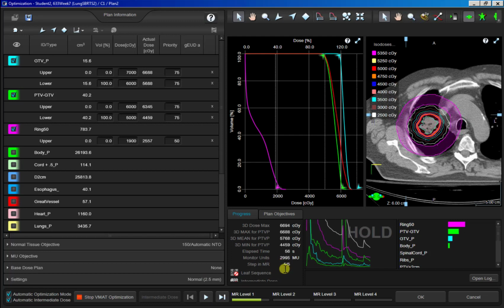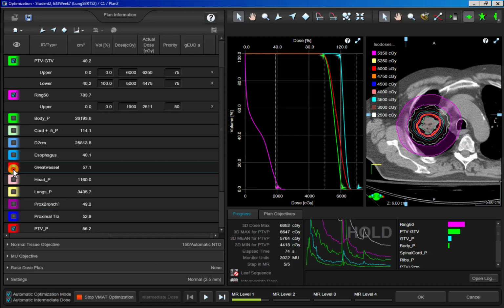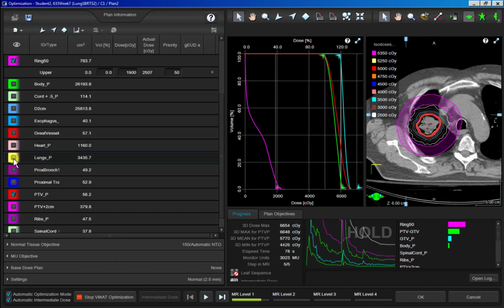Whoops, I missed step 3. But normally I would pause at step 3. Pretend I paused at step 3 right now. And now I'm going to evaluate all my OARs, okay? So cord +5 is very low. I know my cord's going to be safe and okay. Esophagus is low. Great vessels is low. Heart, nothing. Lungs are low.